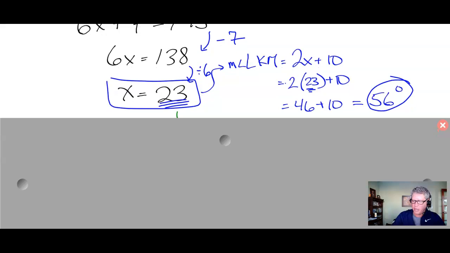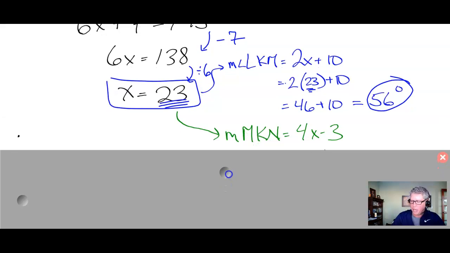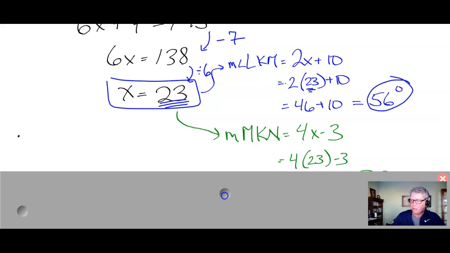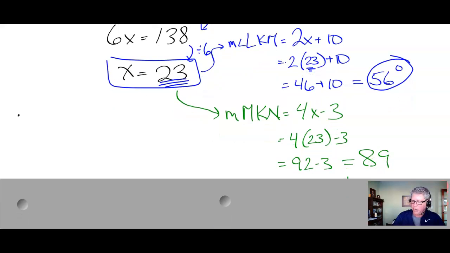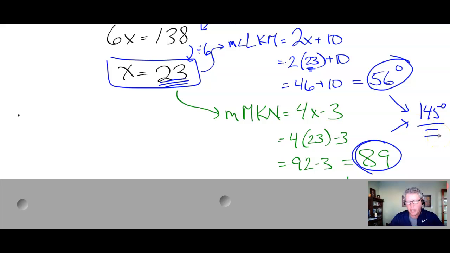I do that for the second angle, MKN. I know it's 4x minus 3, plug in the x, multiply, and I get 89. If I add these two together, I get 145. Hey, that's a great way to check your work.